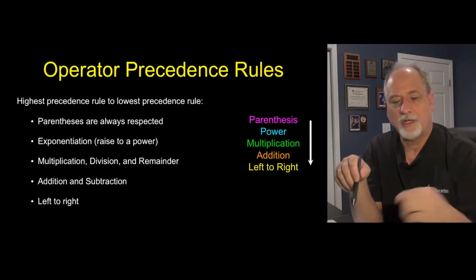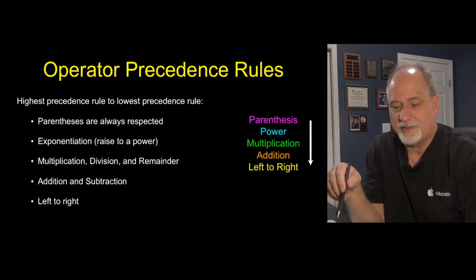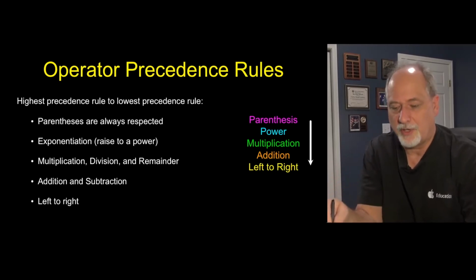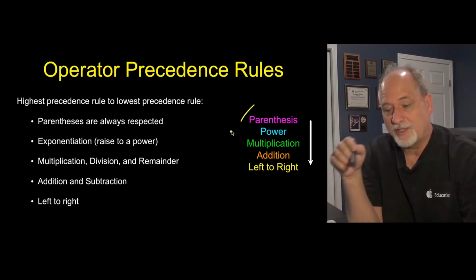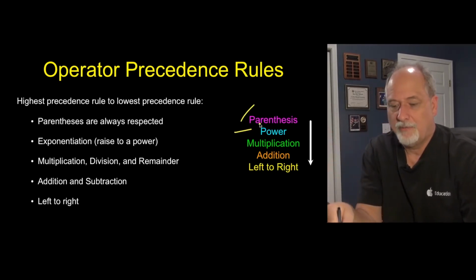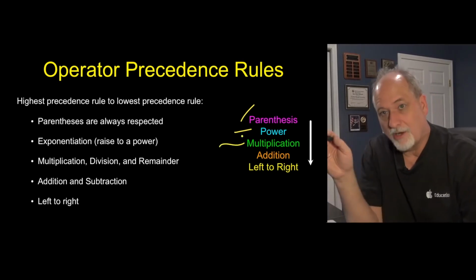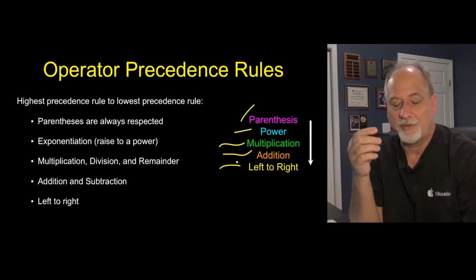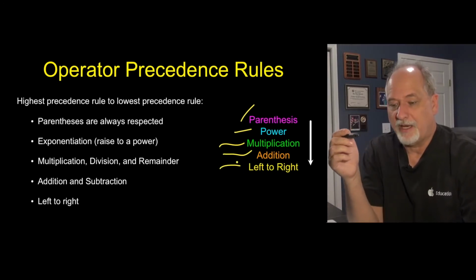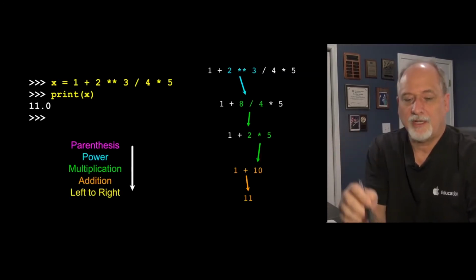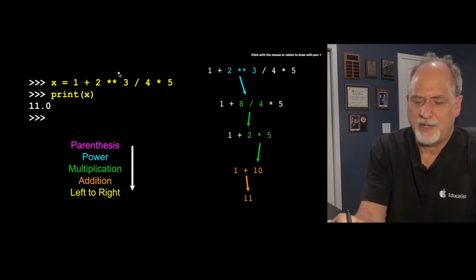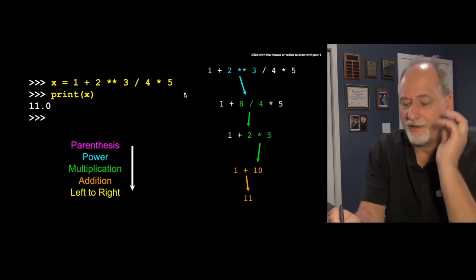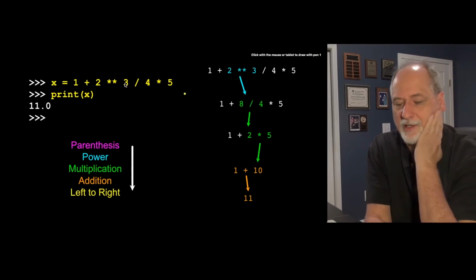The way things work in terms of operator precedence is parentheses are the most important thing, followed by raising to the power, all else being equal. Multiplication and division are both equal, and then addition, and within that it's done left to right. So let's see an example of how this works. If we take 1 plus 2 raised to the 3 power divided by 4 times 5, and we print out what comes out of this.